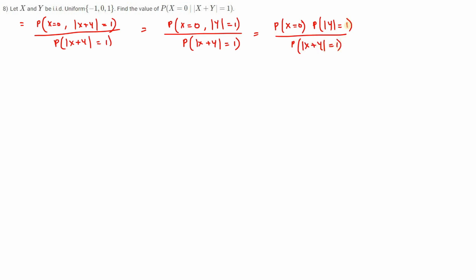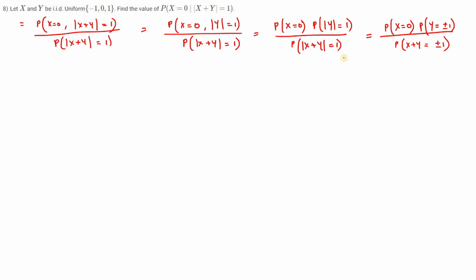And now this particular mod I can take it as probability of x equal to 0 into probability of, instead of writing mod y, I'll just write probability of y is equal to plus or minus 1, right? So both are the same thing. Here also in the denominator I'll just write in a similar way, x plus y is equal to plus or minus 1.